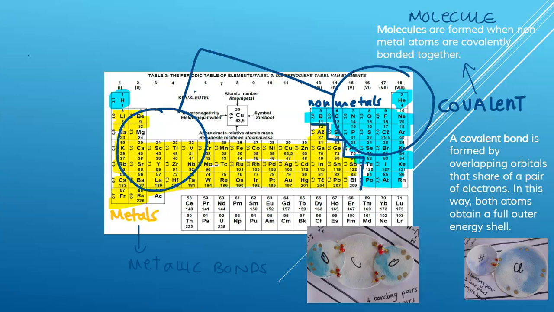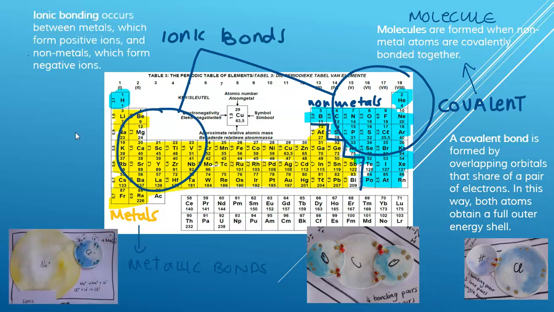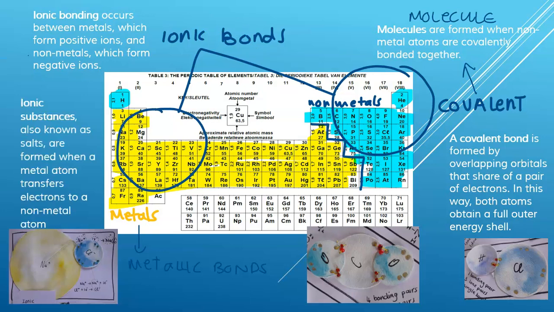The last type of bond that we can look at is when a metal and a non-metal come together. So when the gnomes and the monsters come together, then we form ionic bonds. The definition of an ionic bond is: ionic bonding occurs between metals, which form positive ions, and non-metals, which form negative ions. And there's a transfer of electrons involved. The things that are created when we have ionic bonds are called ionic substances or salts. So ionic substances are also known as salts, and they are formed when a metal atom transfers electrons to a non-metal atom. Okay, so the definitions are sort of embedded into each other.